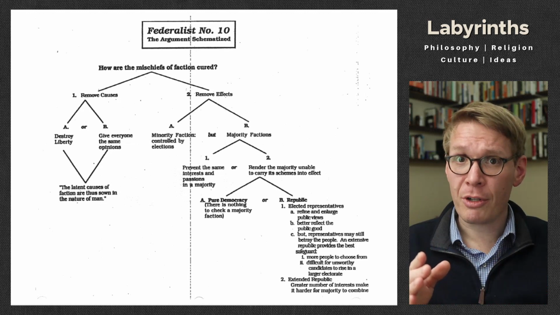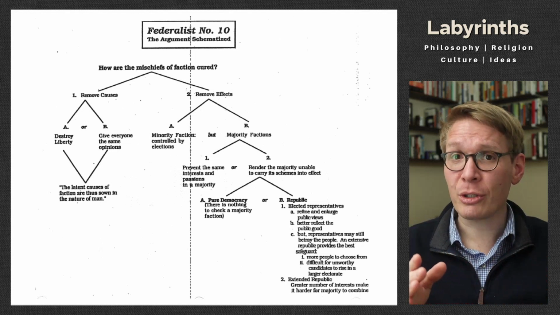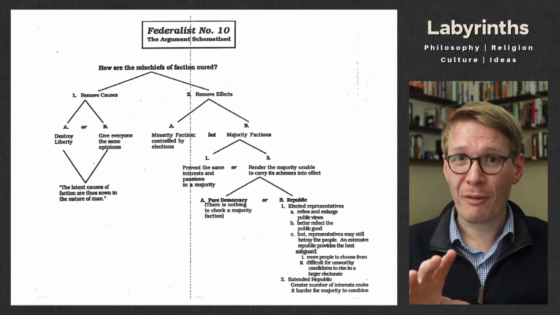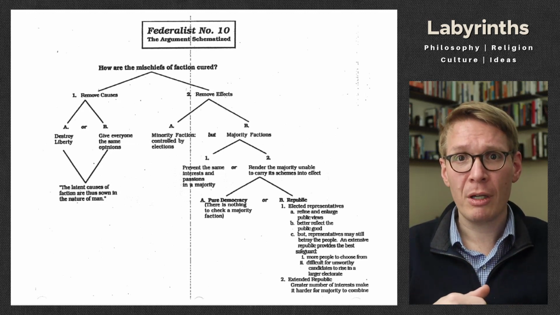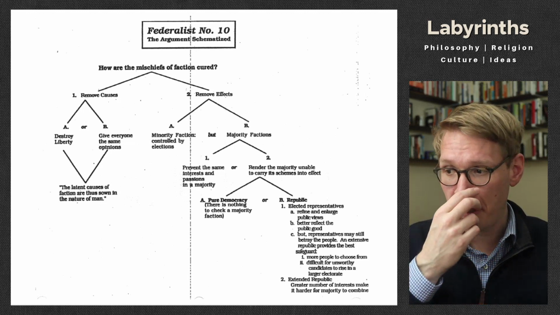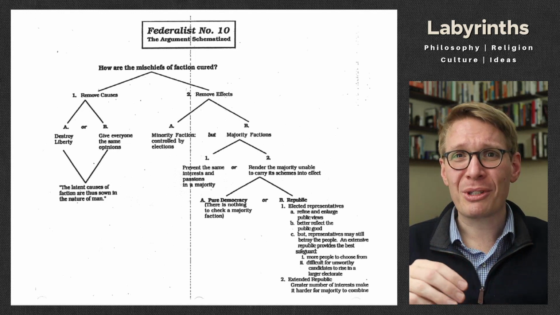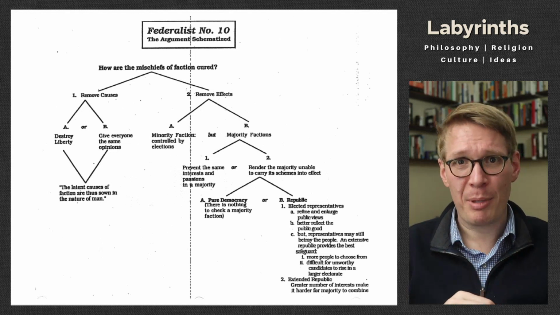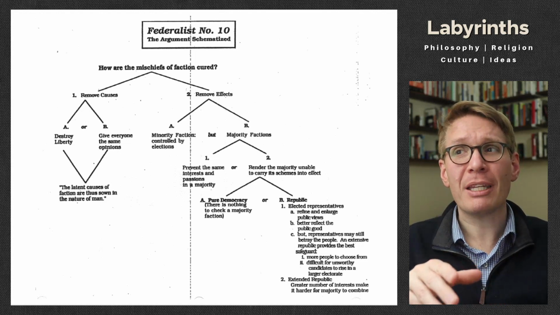Now, that's a good division because it is exhaustive. Those are clearly exclusive possibilities, and they cover the board. You've got to pick one of these two. Okay, let's start with removing causes. Let's say I decide I'm going to eliminate violent factions in the country just by saying you can't have any opinions. I'm going to destroy liberty. Or I can give everybody the same opinion.